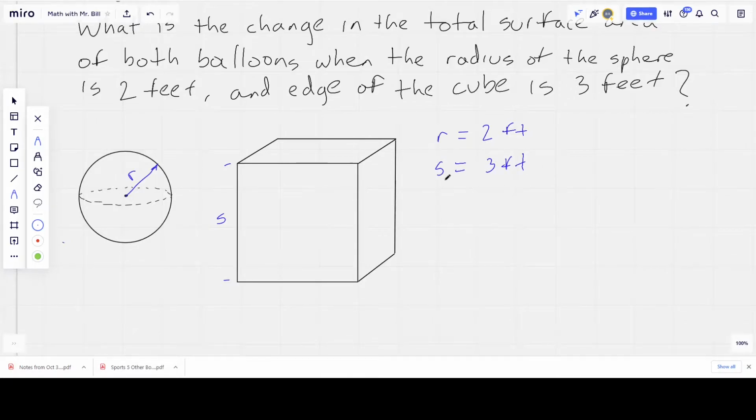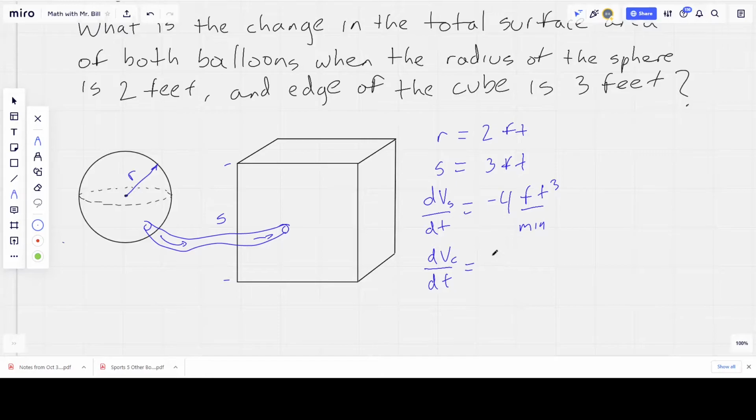And we also know the change in volume. So we're going to say that air from the sphere is going to be pumped into the cube. And so we're going to take air from the sphere and send it into the cube. And so the change in volume of the sphere with respect to time will be -4 cubic feet per minute. And then the change in volume of the cube is going to be +4 cubic feet per minute.